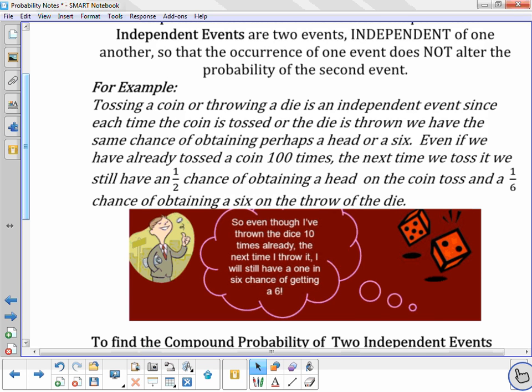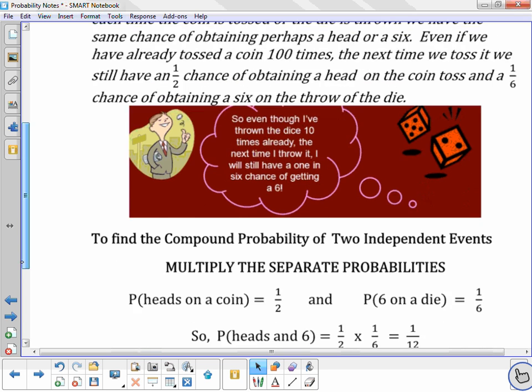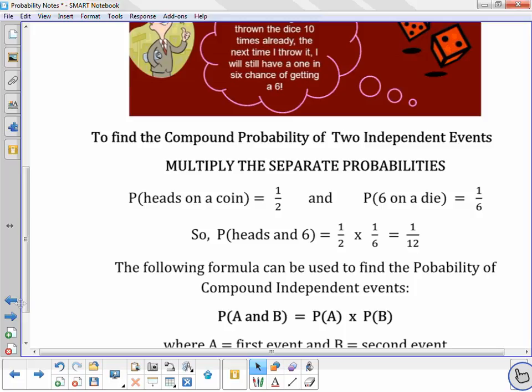So, to find the compound probability of two independent events, you're going to multiply the separate probabilities. So if there was the probability of heads on a coin, that's where you would get the half. You have a half chance of getting heads on a coin. And the probability of getting a 6 on a die is 1 out of 6. So you'll see it put together. So the probability of heads and 6 equals 1/2 times 1/6, which is 1/12.